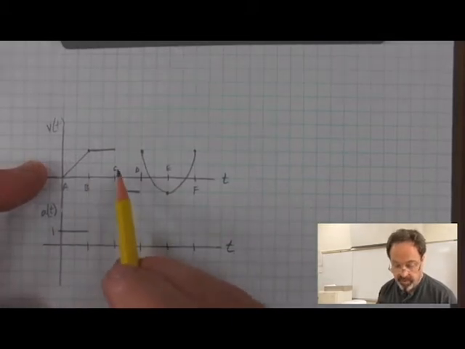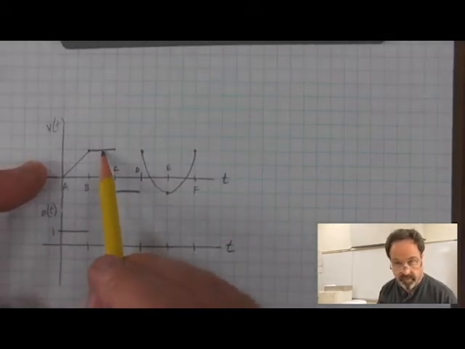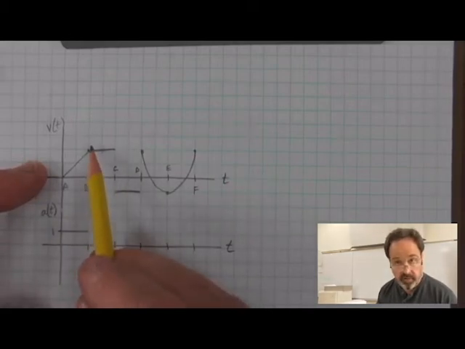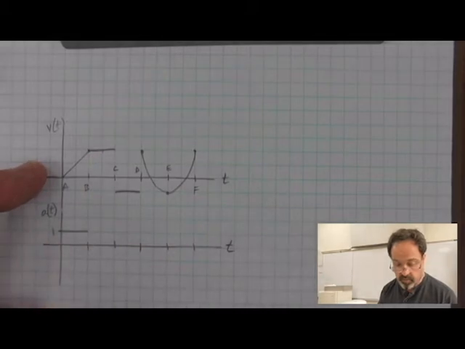On the interval from B to C, the slope of this piece is 0. It's a horizontal line. Velocity is not changing. It's like being in a car and going the same speed for this interval of time. We do not accelerate. We can show that as a 0 acceleration on that piece.